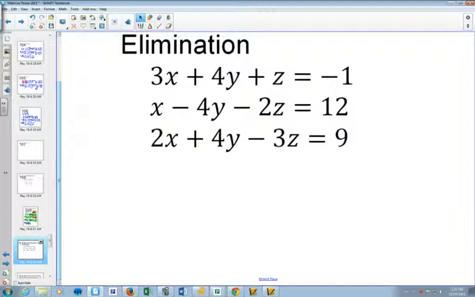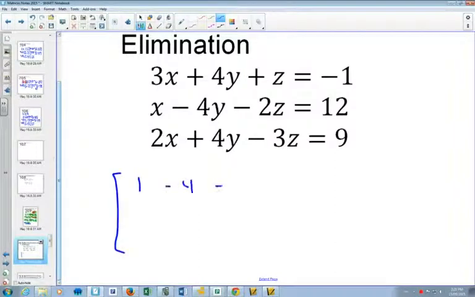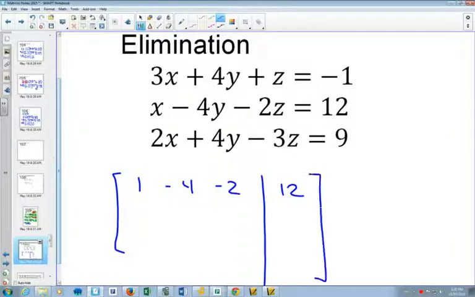So did most of you, I'm looking around, decide to put the 1, -4, -2, 12 as the first one? Okay. Did most of you then put the 2, 4, -3, 9 next? No? How many? Most people go 3, 4, 1, -1 next? So some people flip the second and third.